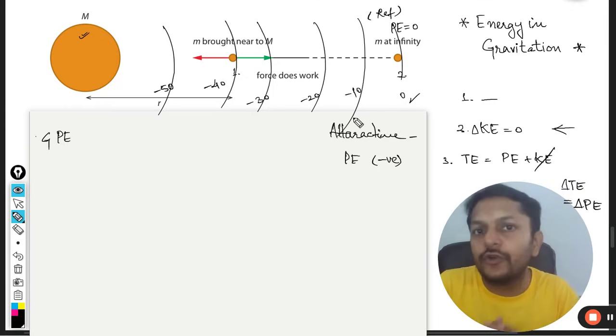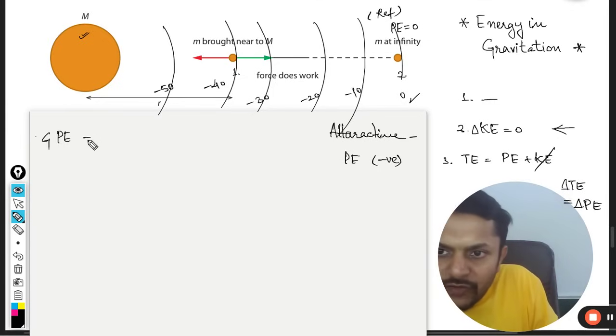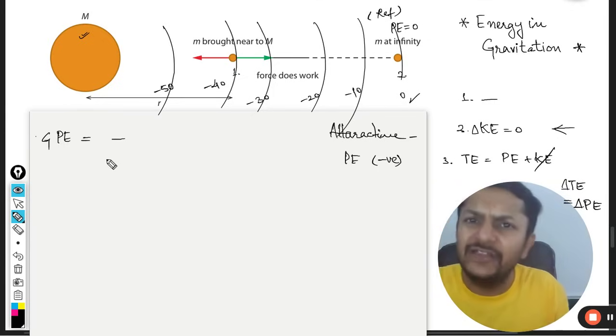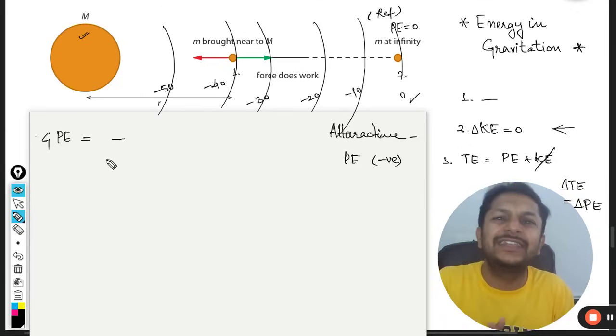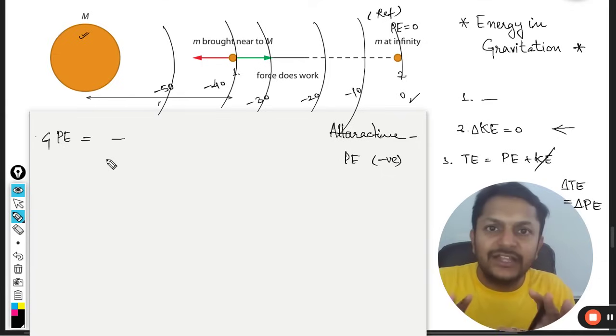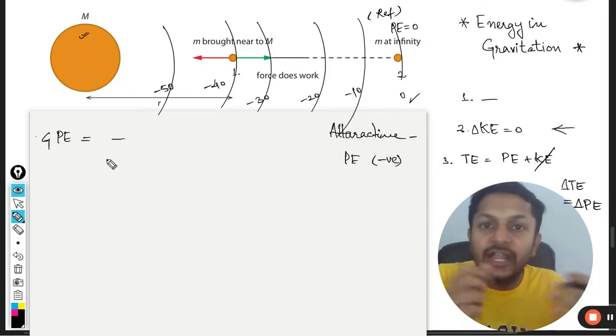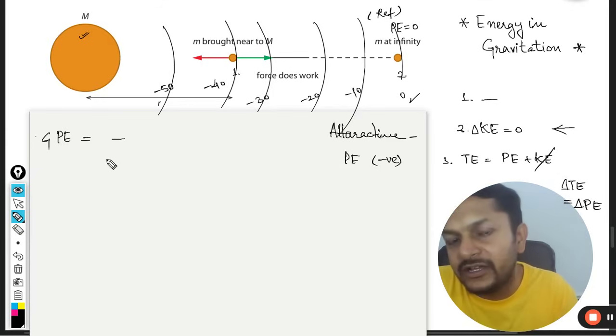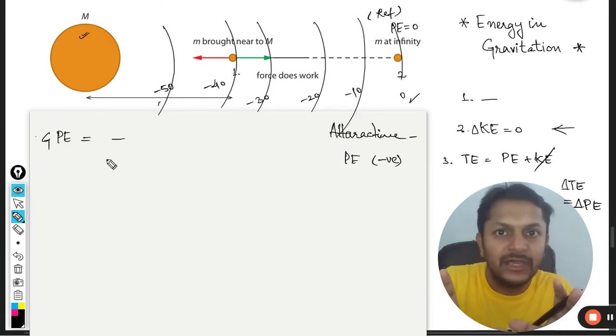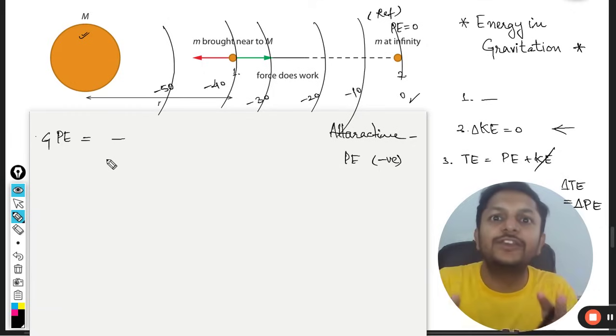What is the formula for the potential energy? The formula for potential energy can be derived with a derivation, but that is not in our syllabus, and I don't think that we need it. That is why I'm not giving you the derivation here. In coming time, if I feel that yes, the derivation is important, you need it, I will be creating another video. Don't worry about that. Till now, I am not giving you the derivation.